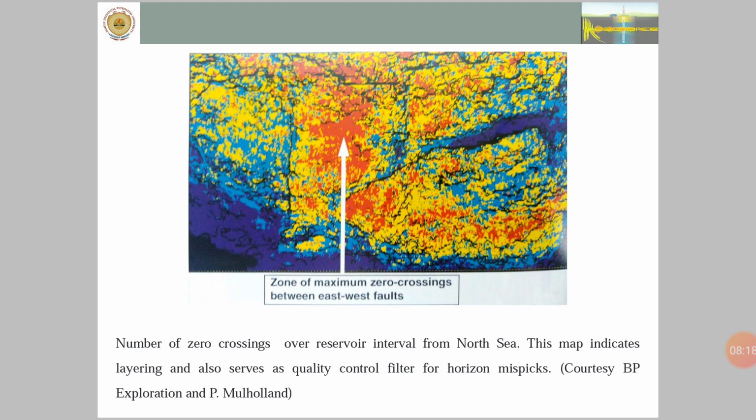Note the zone of maximum zero crossing between east-west fault, which I have already told, and that should be kept in mind while we take this attribute of zero crossings in our understanding of the structural alignment, the fault disposition, and hydrocarbon presence.